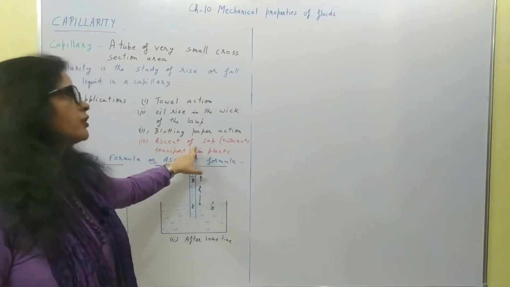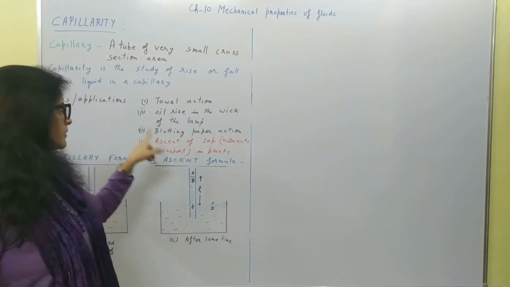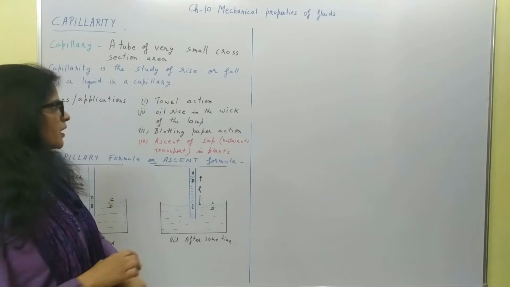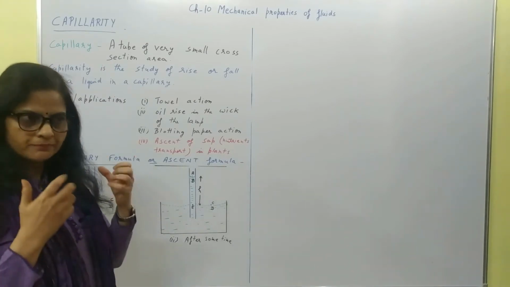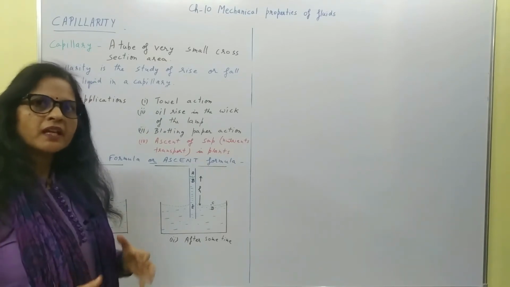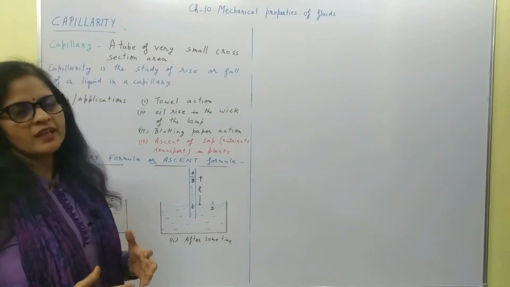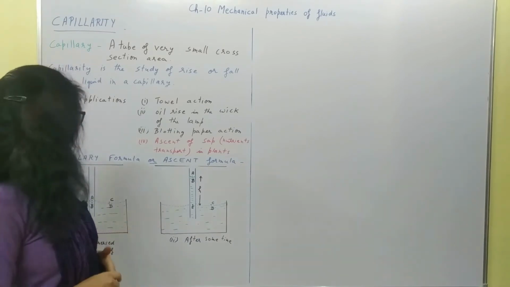Ascent of sap, or you can say the rise of nutrients in the trees, takes place by the capillary action only. Then there is one more application. We can preserve moisture in the soil by ploughing, because by ploughing the capillaries are broken down and we can prevent the moisture from rising up and getting evaporated.